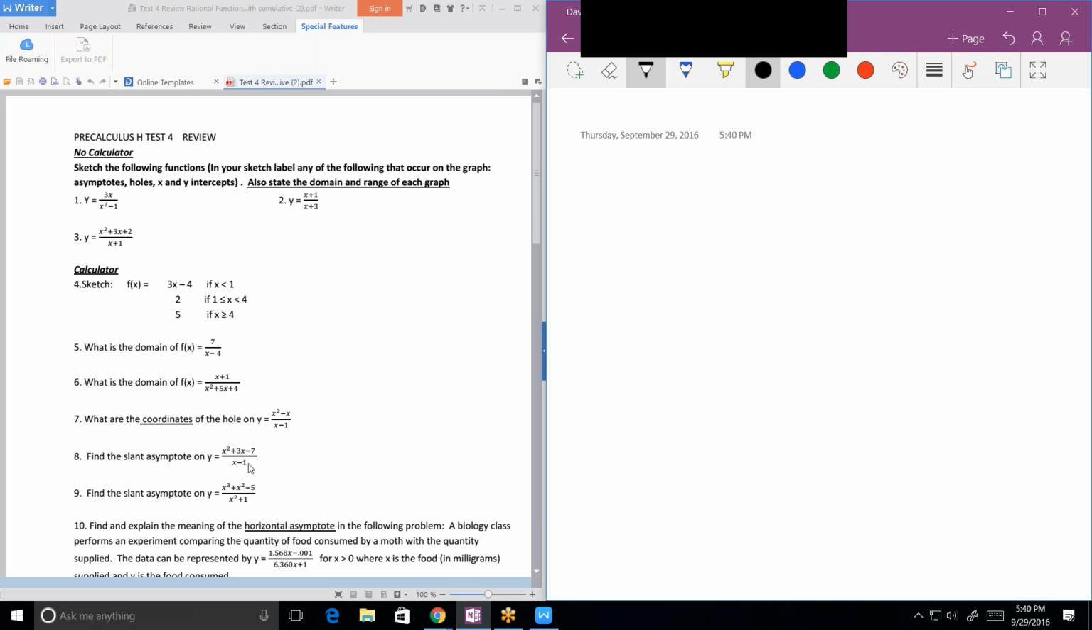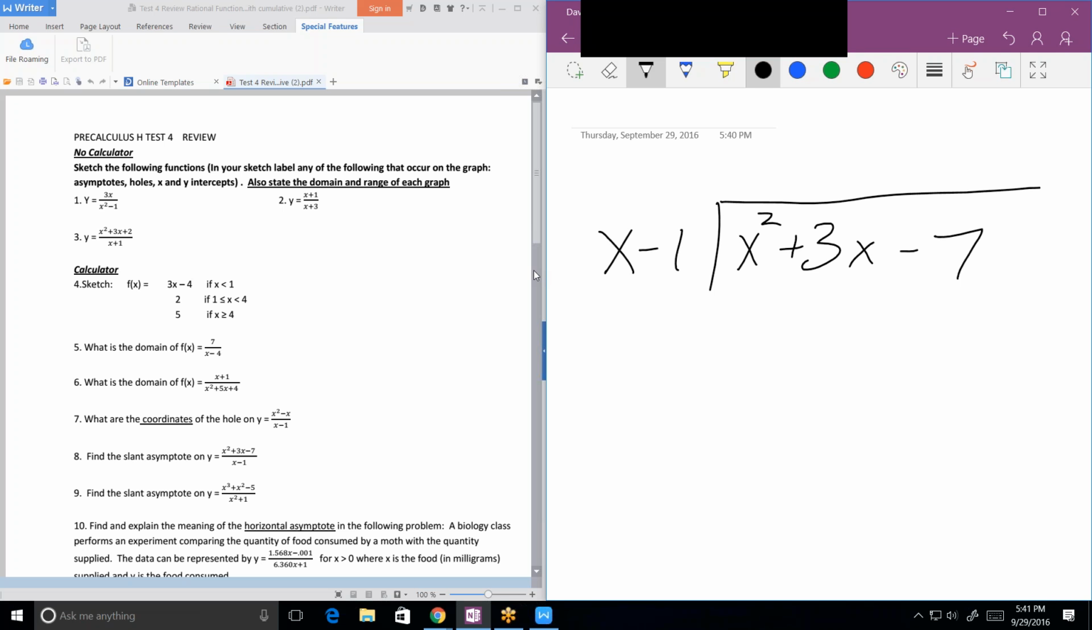I know that the bottom is going to be 1 degree less than the top, otherwise there wouldn't be a slant asymptote. And you get it by doing the division. This is what I mean by doing the long division. Okay? And you may not be used to doing long division on polynomials like this, but it's really not hard. How do you do that long division?